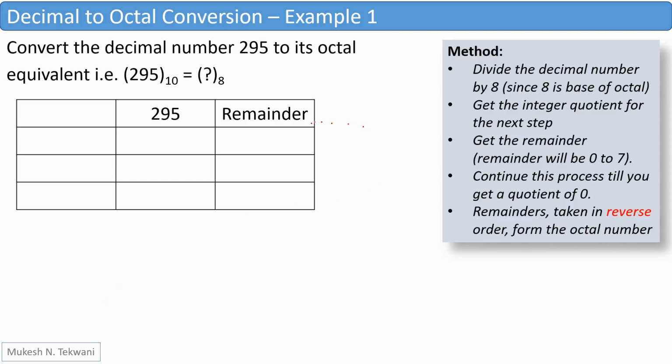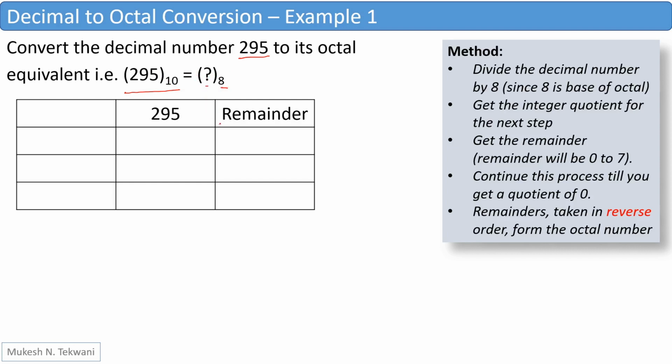The method is outlined here, and we'll go through this one step at a time to understand how to bring about this conversion. So we have a decimal number 295. This is our original number, and since it is in the decimal system, we have represented it as 295 with a subscript of 10. We want to convert it into base 8, and that is why the subscript shown here is 8, and this is the number that we need to calculate.